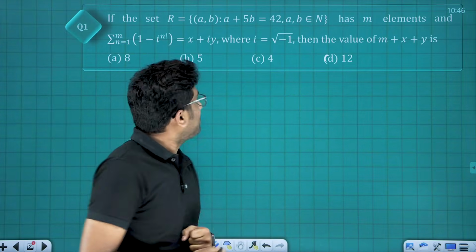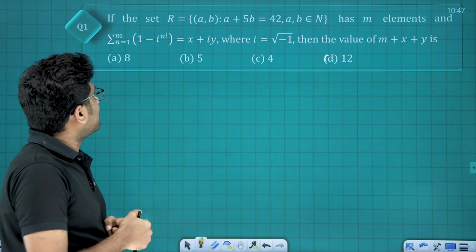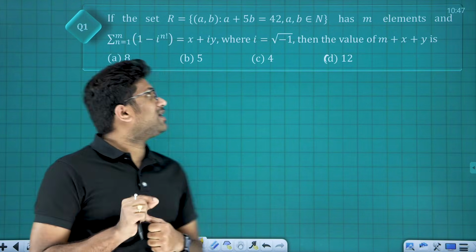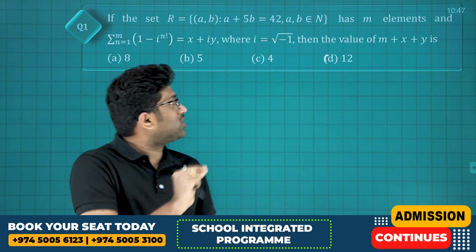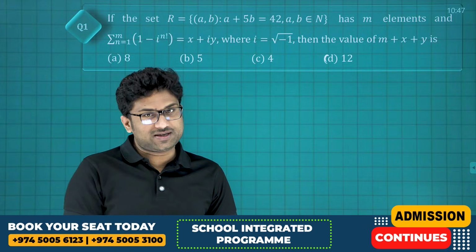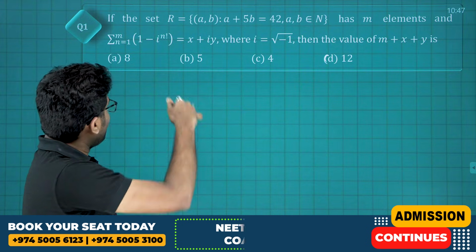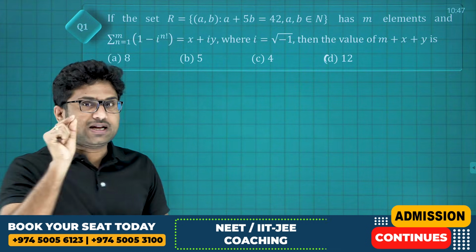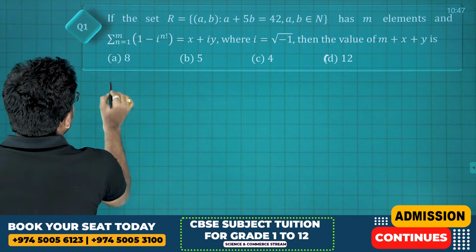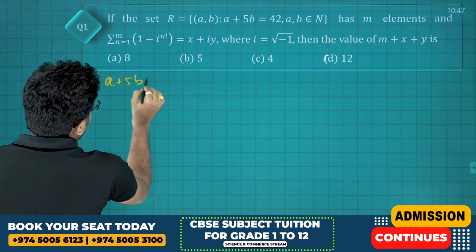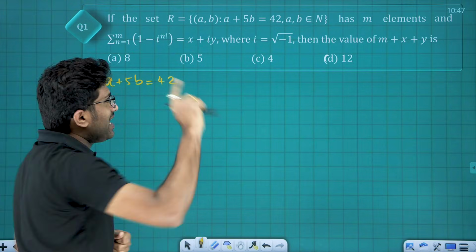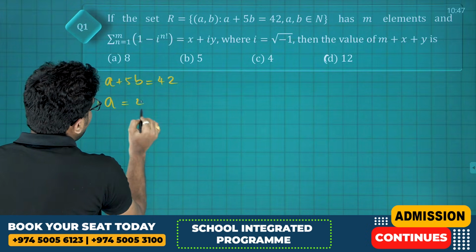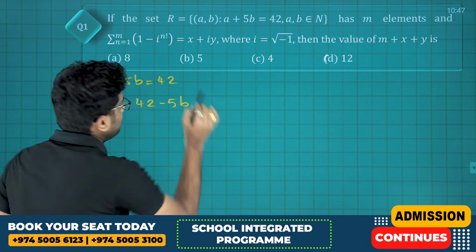Coming to the first question, if the set R is equal to a set of ordered pairs (A, B) such that A plus 5B is equal to 42 and both A, B are natural numbers, has m elements, and given something else, then we'll see first the total number of elements in this particular R. Look at this friends, A plus 5B is equal to 42 where A, B are both natural numbers. In that case, A will be equal to 42 minus 5B, correct?